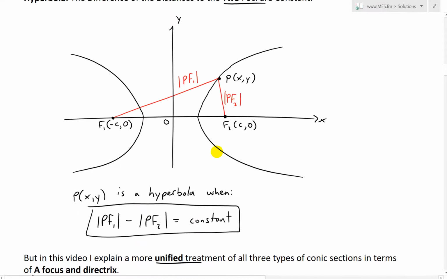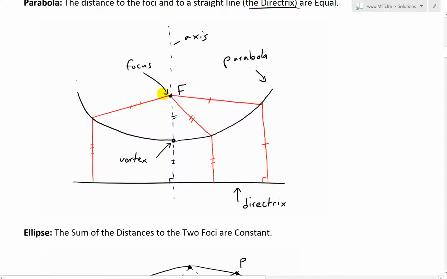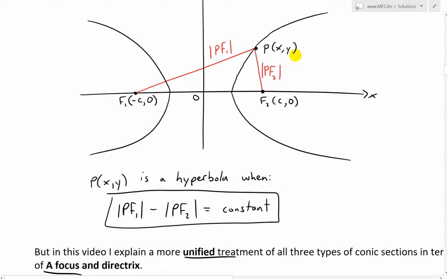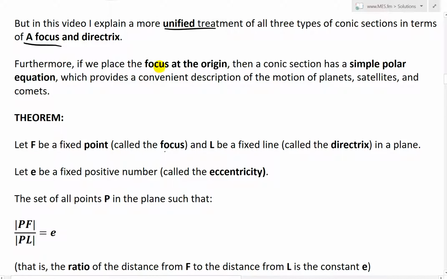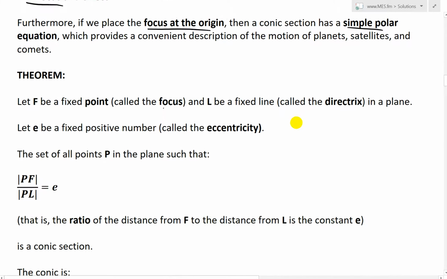So instead of using the two foci or any of this, we'll just stick to a focus and a directrix. That's all we're going to be sticking to. It's going to be very interesting. Furthermore, if we place the focus at the origin, then a conic section has a simple polar equation, which provides a convenient description of the motion of planets, satellites, comets, and so on. Very interesting stuff. We'll look into it.